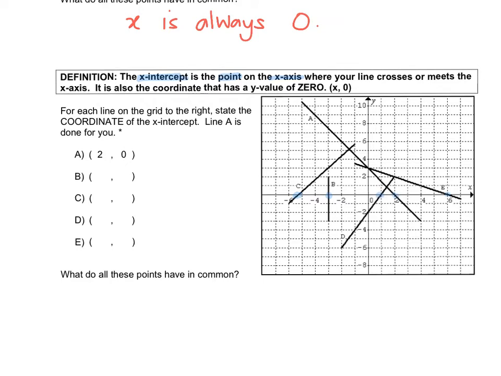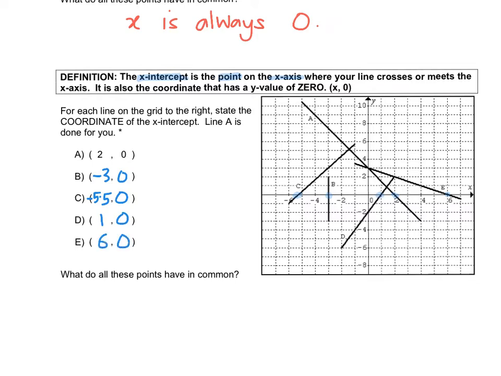Now we're going to write the coordinates of all of the x-intercepts. Line A is already done for you. It's 2, 0. Line B would be negative 3, 0. Line C, the point is not very clear, so I'm just going to take the nearest decimal form, approximately negative 5.5, 0, just estimating. Line D would be 1, 0, and line E would be 6, 0.